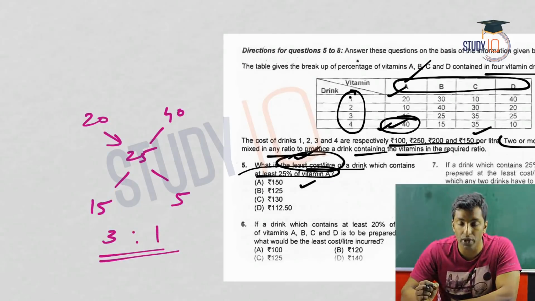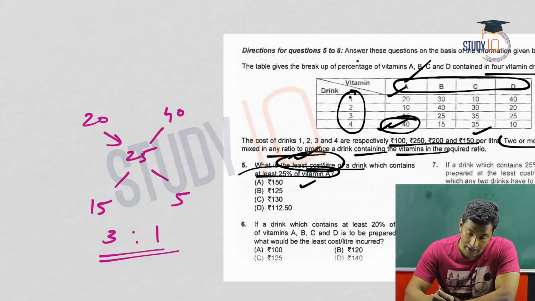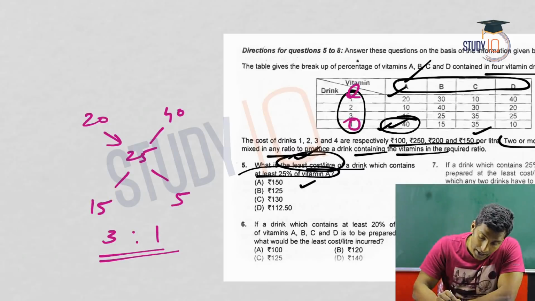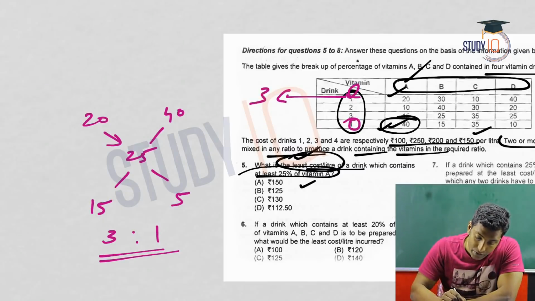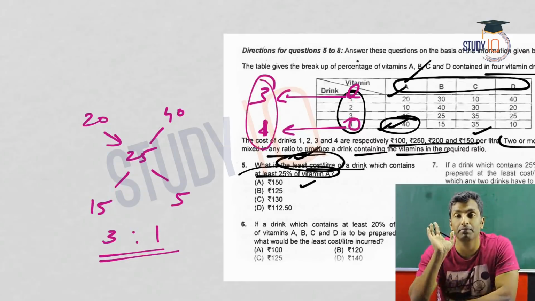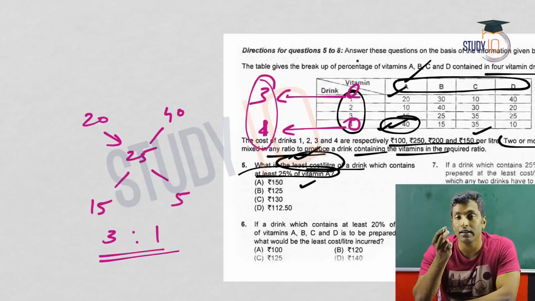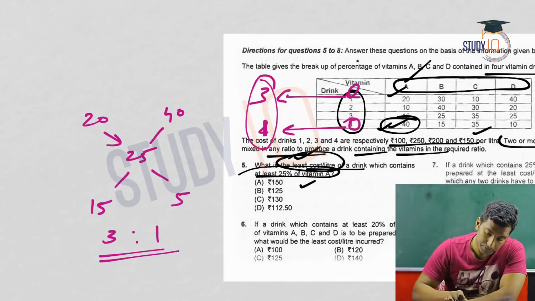So what you understood is you need to mix drink 1 and drink 4. In what ratio? Drink 1 should be 3 and drink 4 should be 1. If you mix in this ratio, you'll get 25%. At the same time, you are producing the drink which has lower cost. Okay. So let's find it out now.